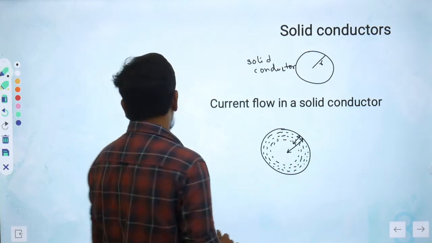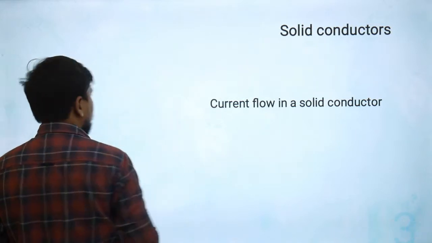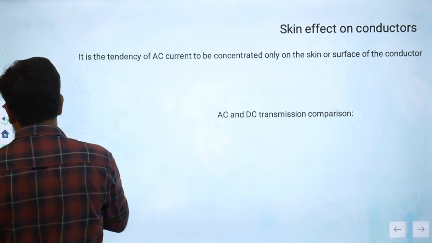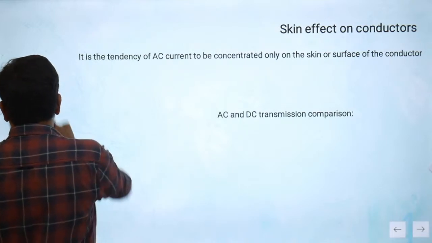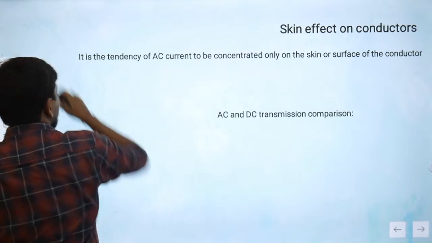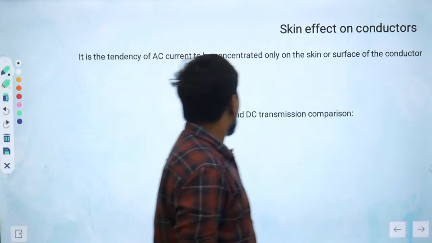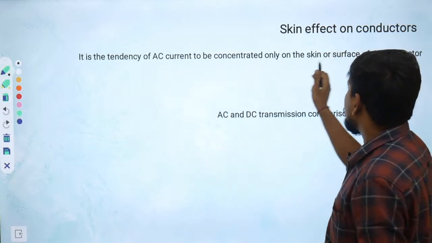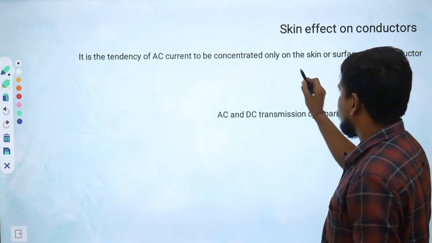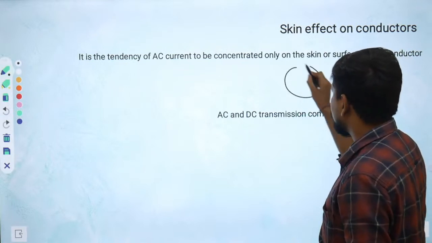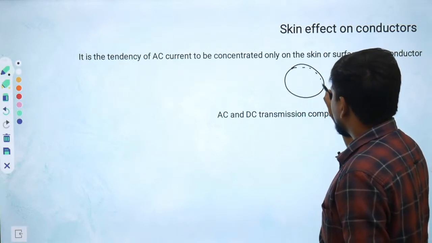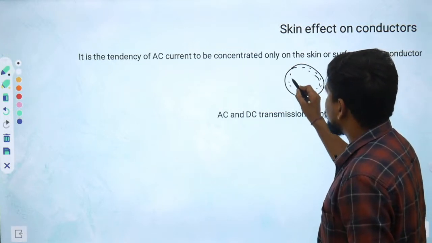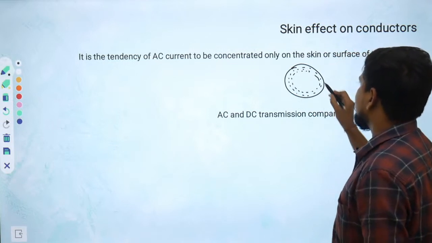Anyway, I will give you the definition. This is just the solid conductor system. So let's take the definition. The skin effect is the tendency of AC current to be concentrated only on the skin or surface of the conductor. So if this is the conductor, the current flows near the skin or surface. That is nothing but the skin effect.